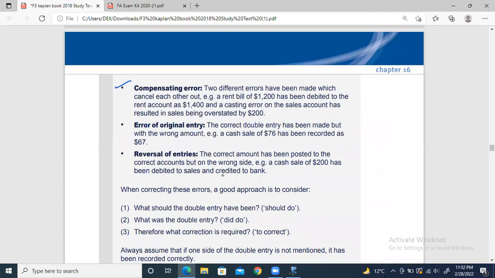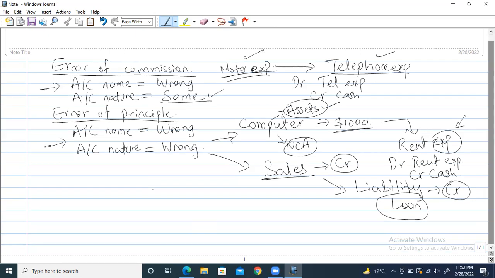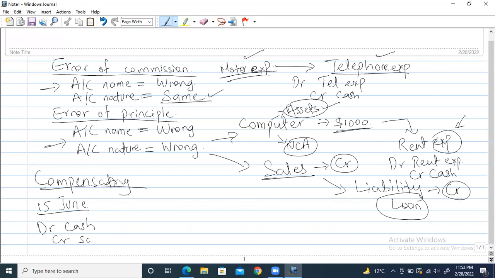Yeah. So the fourth one over here is compensating error. Now this is a very interesting kind of error. I'll straight away jump to the example and explain it to you. So this is compensating error. Okay. So what happens in this is that, let's say on 15th June, the accountant made one entry, which was basically cash sales. Let's say cash sales, debit cash, credit sales, and the amount for this was 1000, right?